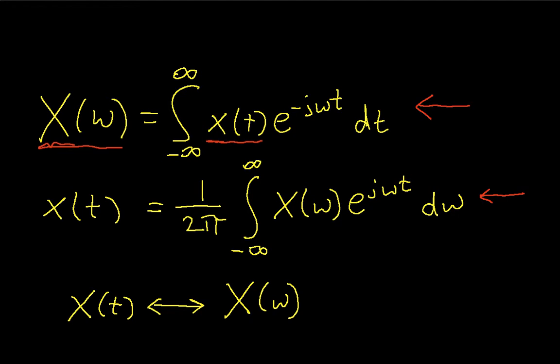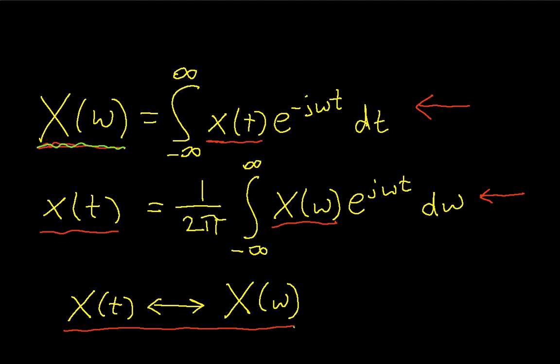Going from the frequency domain back to the time domain is actually pretty similar. I don't have the negative sign on the exponent, and I integrate with respect to omega. But again, given a transform X of omega, this will give me x of t. And I represent the fact that x of t and X of omega are related through the Fourier transform by this notation.